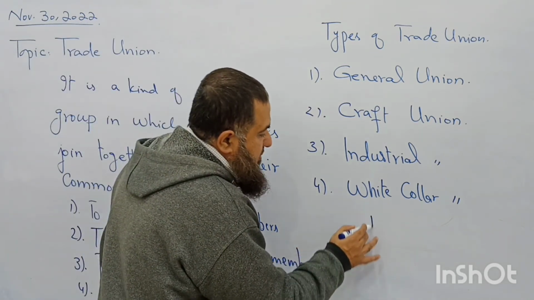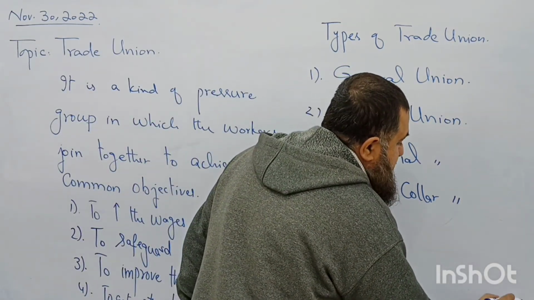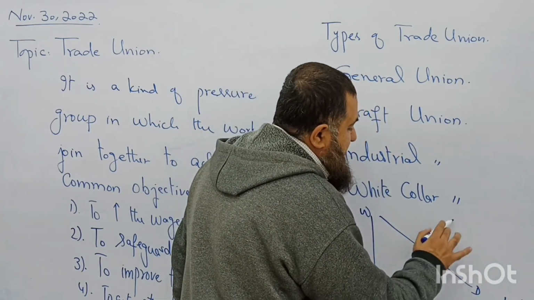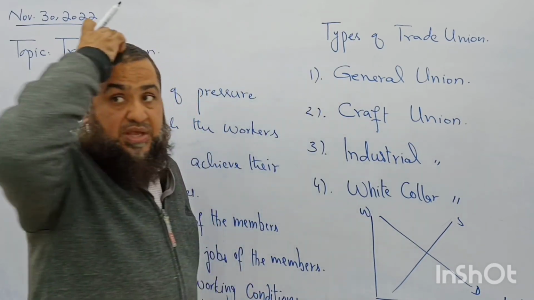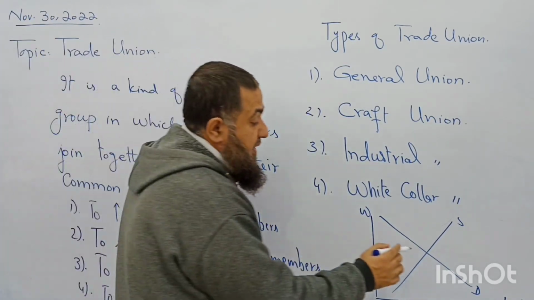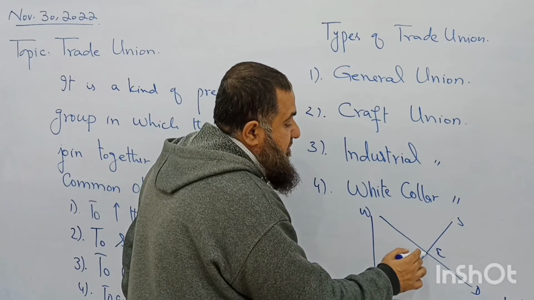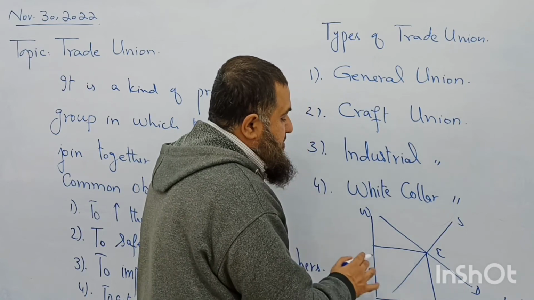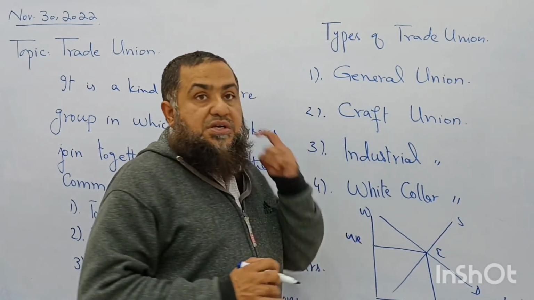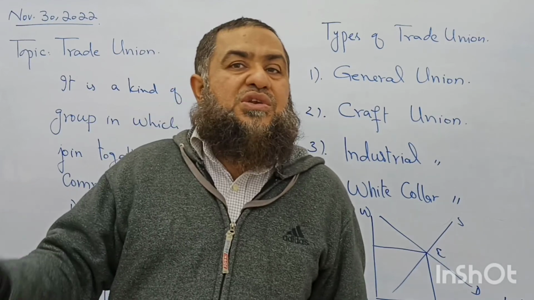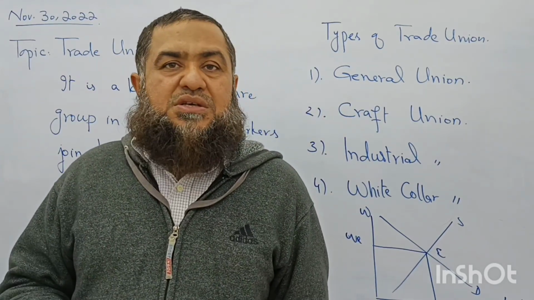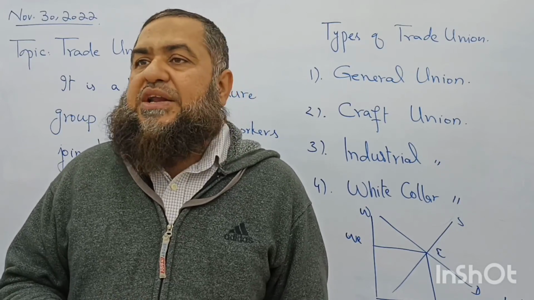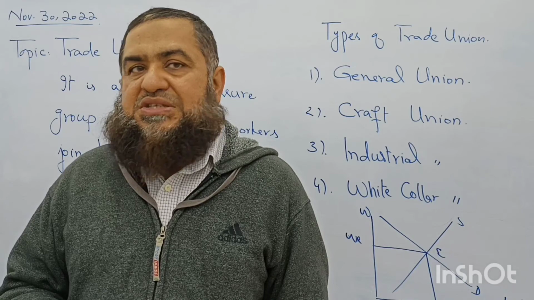So now I am going to draw the union's impact. This is the labor, this is the wage rate, this is the demand of labor, this is the supply of labor. What is the equilibrium wage rate? The equilibrium wage rate is here. For example, 500 workers are employed at this equilibrium wage rate. Now the equilibrium wage rate is quite low. In a competitive market, wages are lower. At this wage rate, the workers are unable to fulfill even their basic necessities of life.